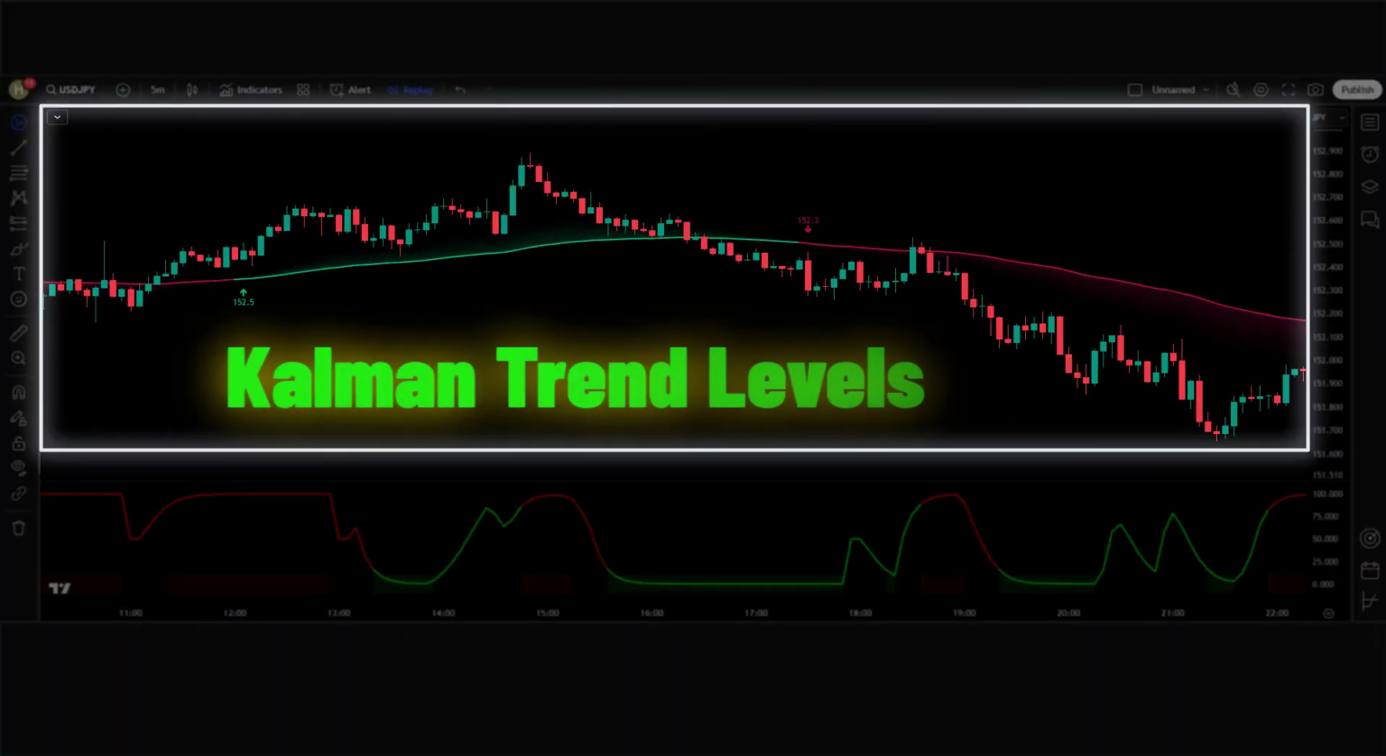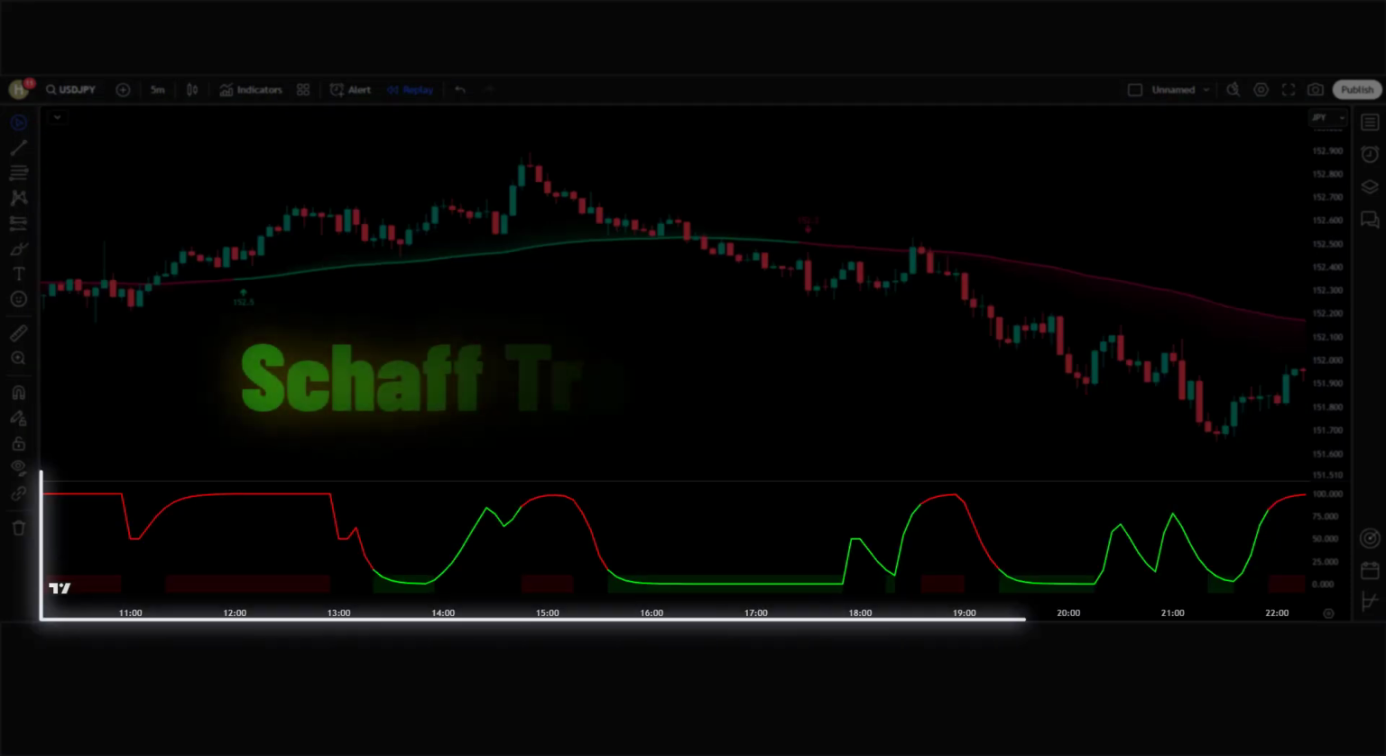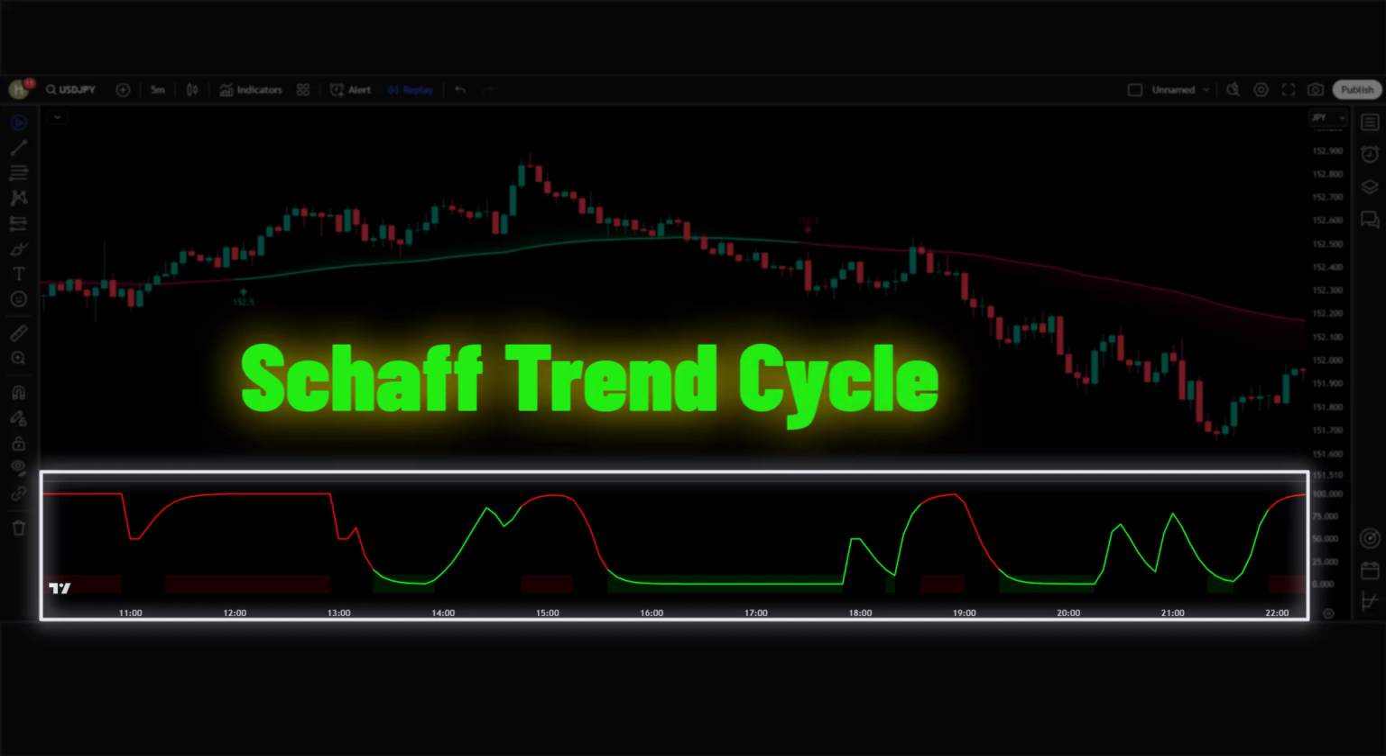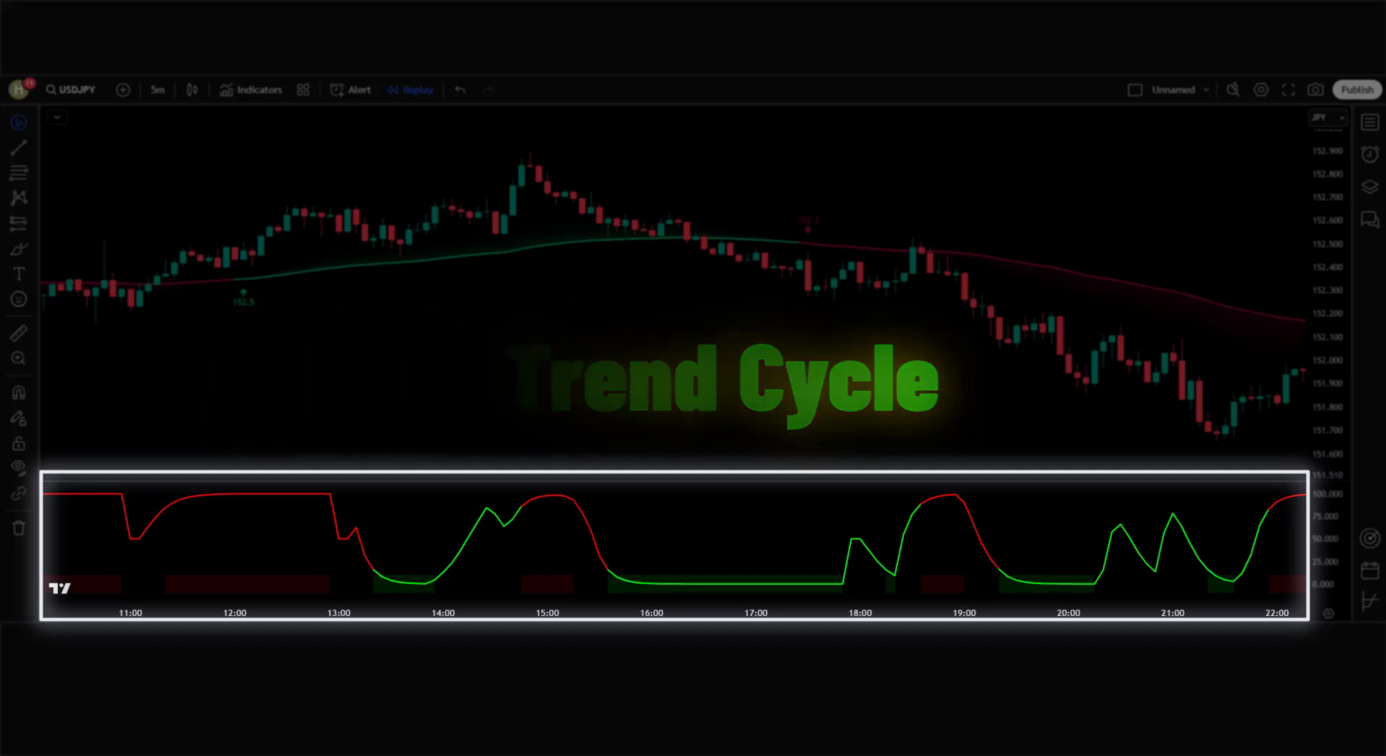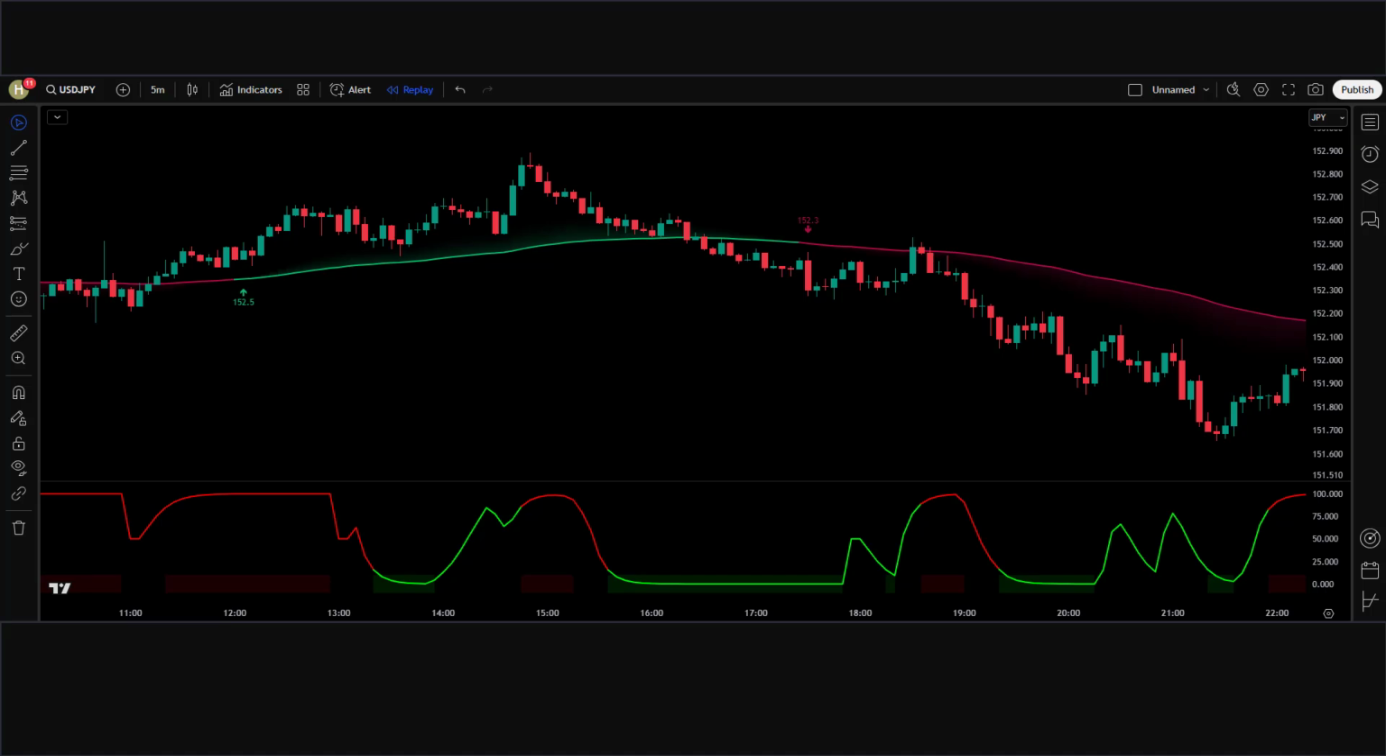The buy-sell signal indicator that we see in the chart is called Kalman Trend Levels. And the bottom indicator that we can see in the chart is called Schaff Trend Cycle. Now, let's understand the concept where we will take buy and sell trades based on their conditions.